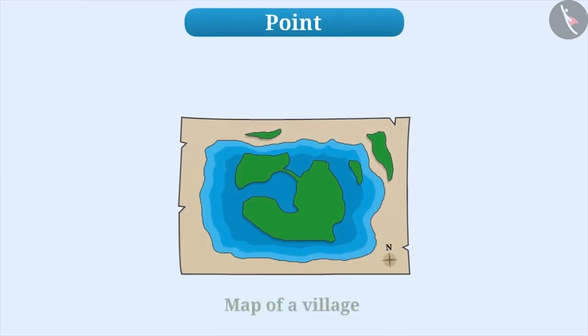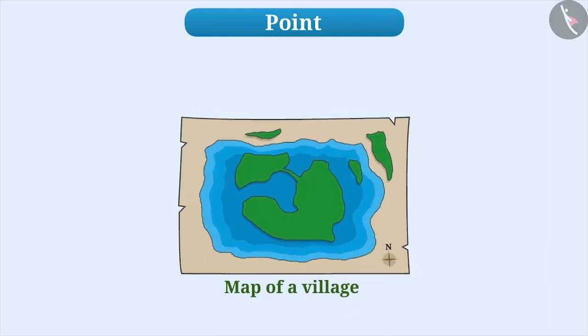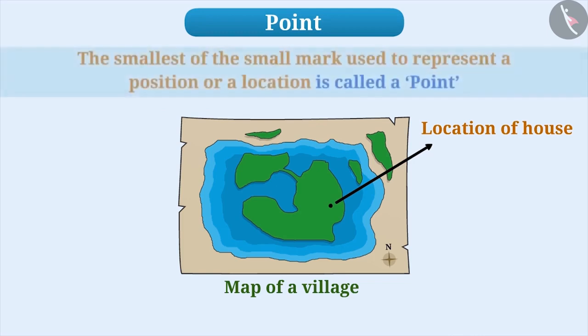Suppose you're given a map of your village or city and asked to identify your house on that map. Then how will you do it? First, you will find out the location of your house on the map and you will mark your house with the help of a dot. The smaller the size of the dot, the more exact is your location. The smallest of the small mark used to represent a position or a location is called a point.